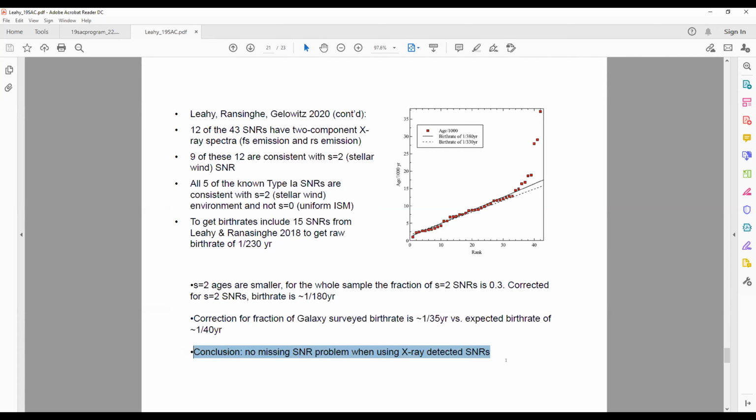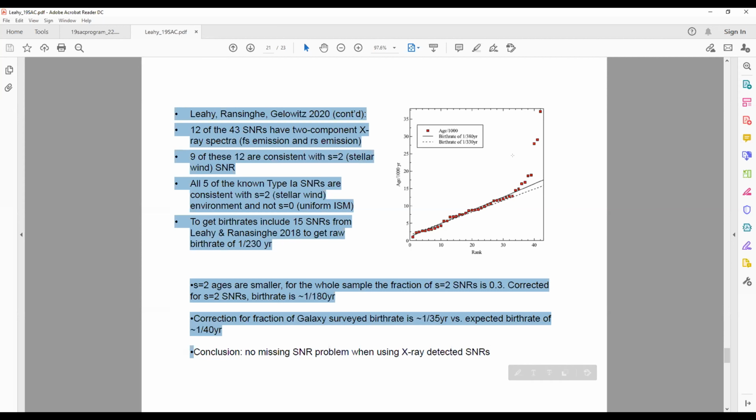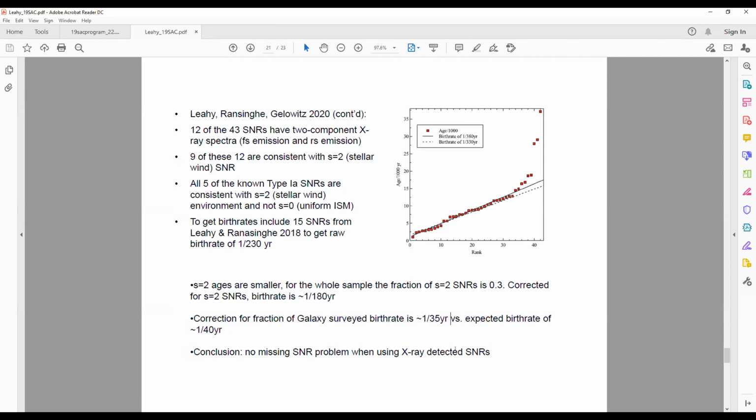But that's very biased because in X-rays, we're not measuring all the old supernova remnants, but for young supernova remnants, anything under 10,000 years, we basically see them all.